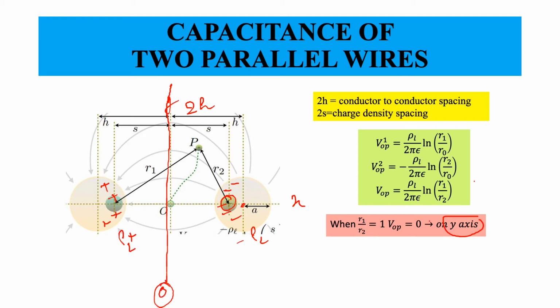Okay, now to the right, R1 is greater than R2, therefore the potential will be positive here. To the left, R1 will be less than R2, so all the potential will be negative. So these are the equipotential surfaces that I am drawing.